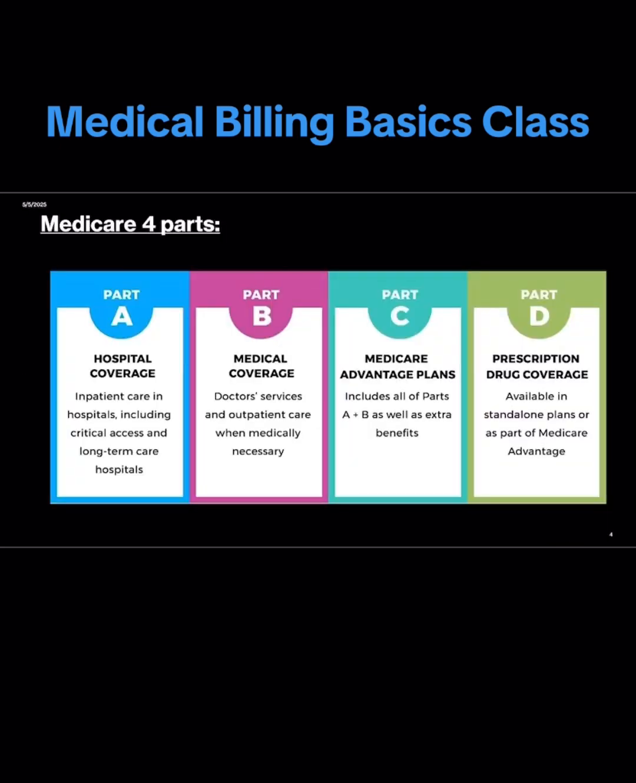So Medicare has 4 parts, okay? Part A, Part B, Part C, Part D. Part A is hospital coverage; anytime that you're in a hospital, you will use Part A. Part B is for medical coverage, like your regular providers, doctor's visits, things like that. Part C is for Advantage plans, okay? We'll go over that. And then Part D is for just drugs. So just think Part D, drugs, okay?